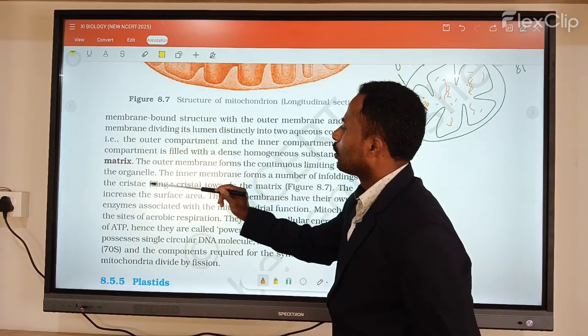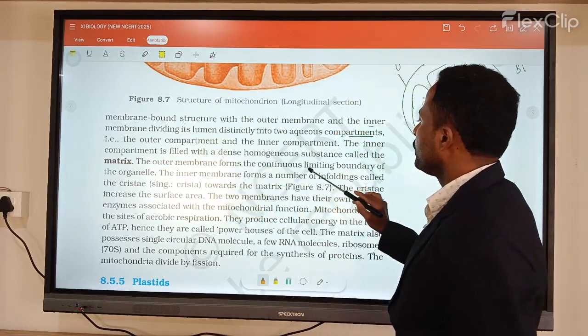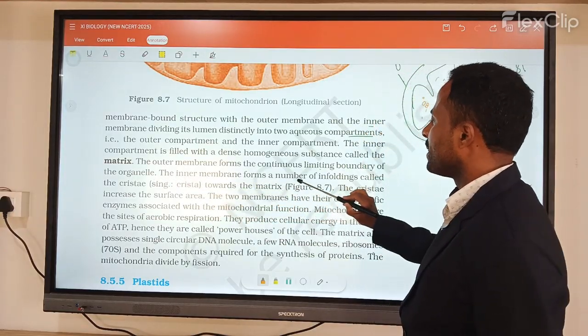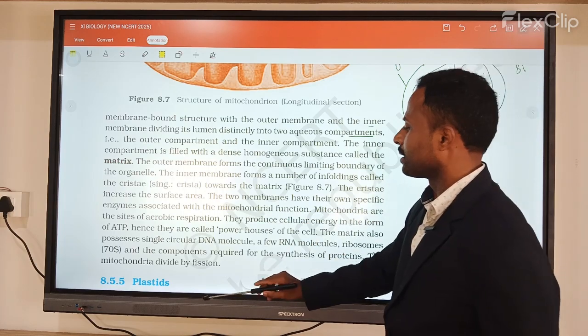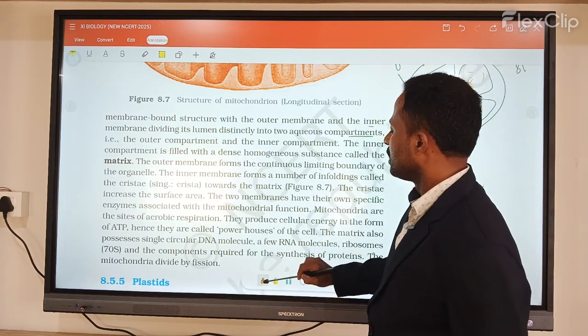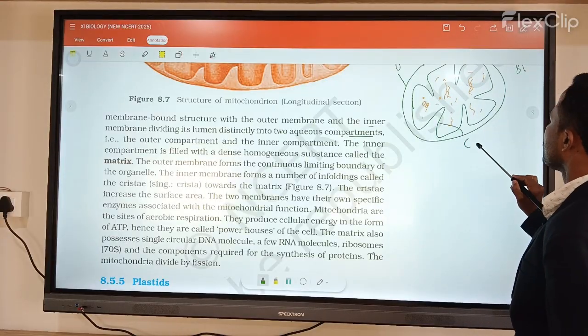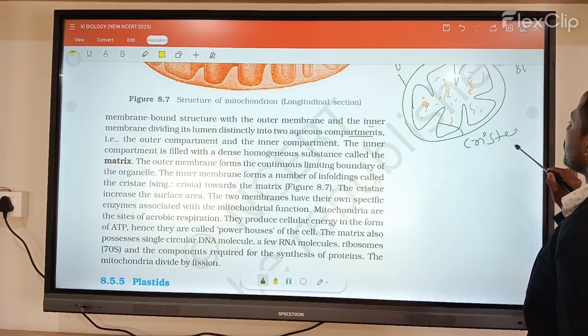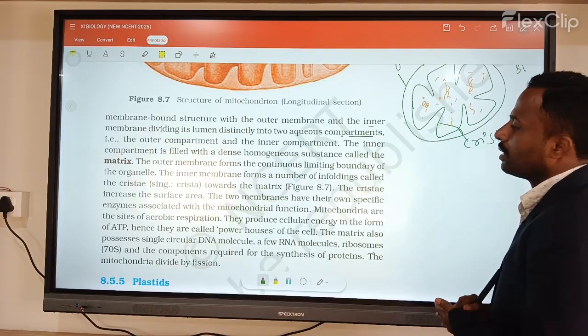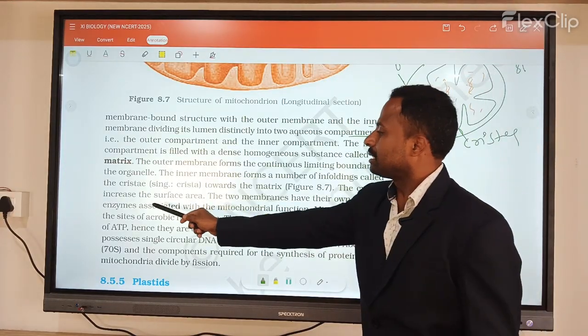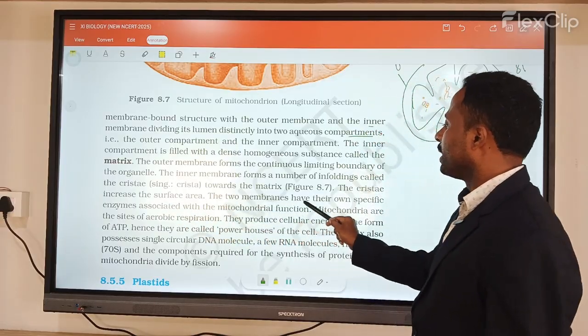The outer membrane forms the continuous limiting boundary of the organelle. The inner membrane forms infoldings, which are called cristae. So these infoldings are called cristae. Now, outside of the matrix, the cristae increase the surface area.